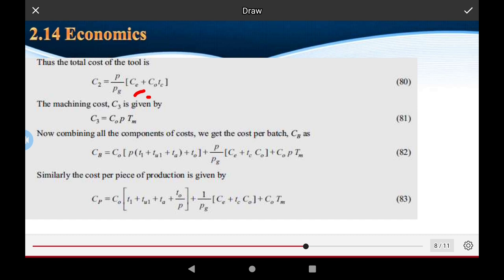Simplify this equation for the production cost. PC is the total production cost. C naught T1 is the loading time, and T unloading time, TA is the time of the operation, plus T naught by P cost, 1 by PG upon P. The common factor for P is common in this. TC and T naught plus T is T naught into Tm. This is the formula also for deriving the other formula.